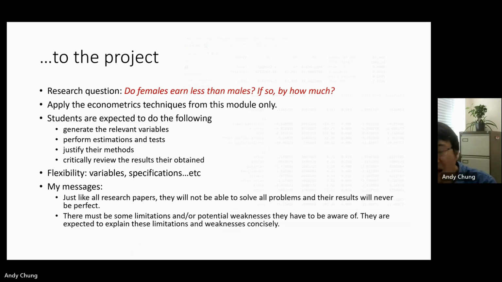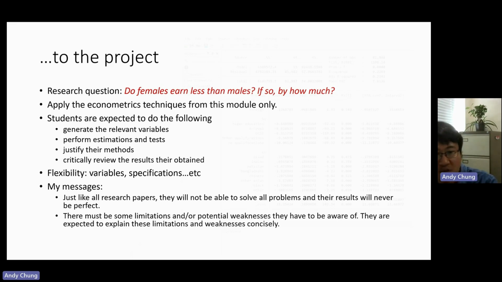Okay, and then the project. In the project, they answer a similar question: do females earn less than males? If so, by how much? Now, this question is not a research question for publication. So I do not use the term discrimination because I don't want to draw them into that literature. Just focus on the econometric techniques that we covered in class.